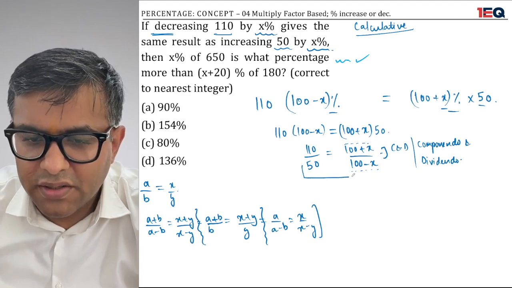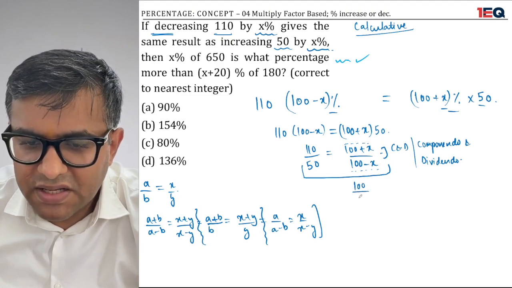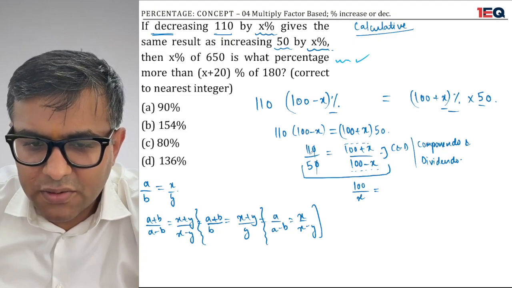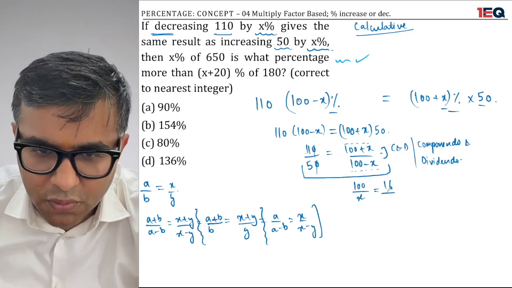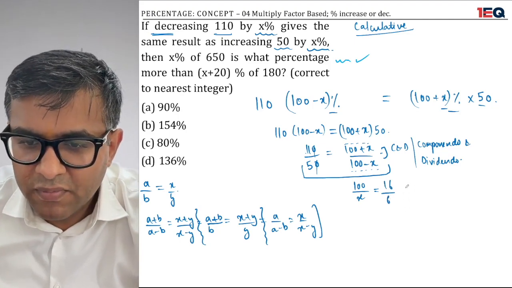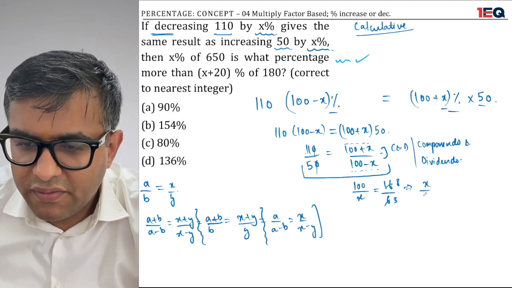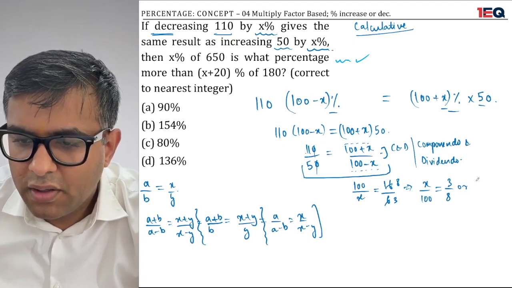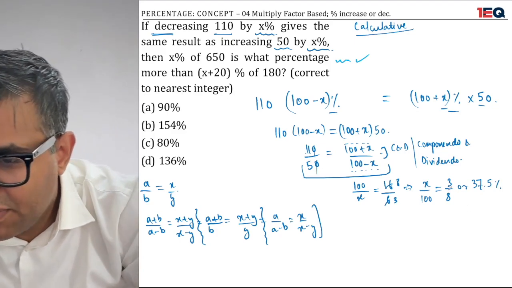So now I am going to use componendo and dividendo, which brings my answer to be 100 upon x is equal to, the 0 gets cancelled by 0, 11 plus 5 is equal to 16, and 11 minus 5 is equal to 6. So I'm going to solve it here itself. 2 8s are 16, 2 3s are 6. So the value of x by 100 is equal to 3 by 8, or 37.5%.